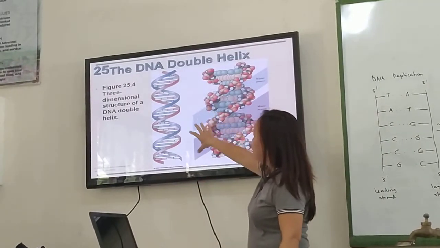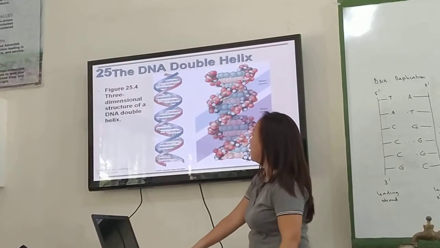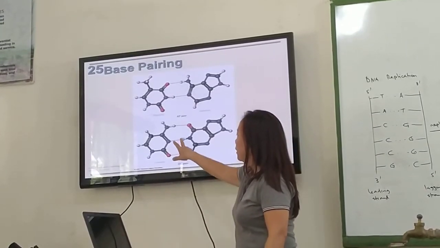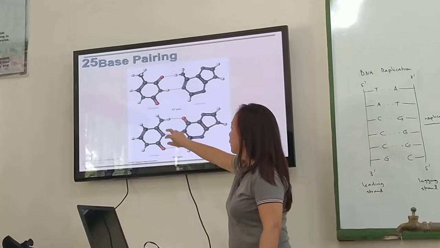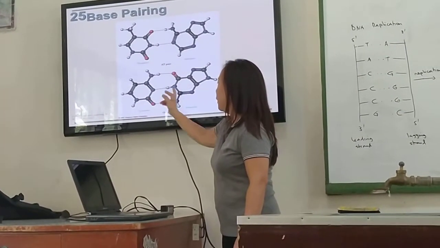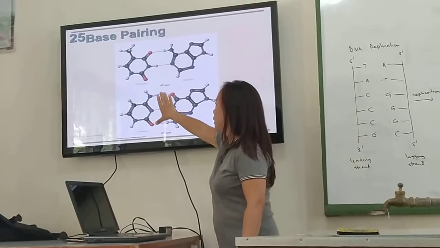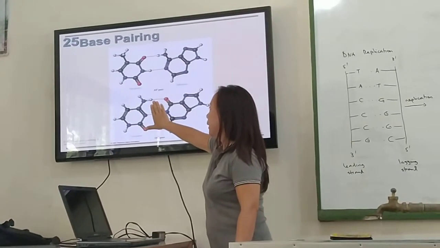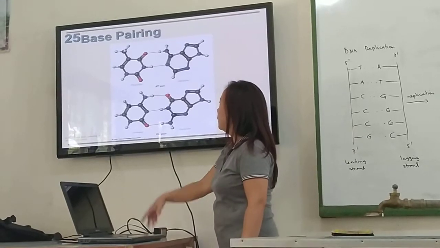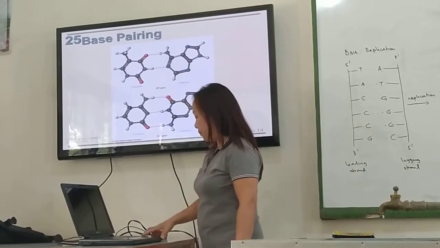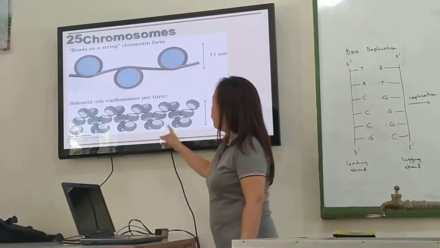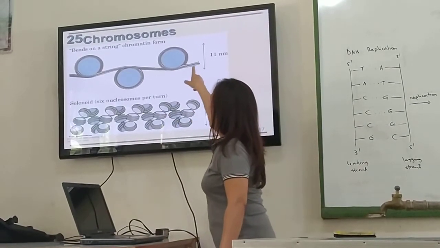Okay? So, we have now the structure of the DNA. So, this is the hydrogen bond. This is the nitrogenous base. Cytosine paired with guanine, which is held together by a weak bond called the hydrogen bond. Adenine paired with thymine. Okay, so this is actually the DNA.